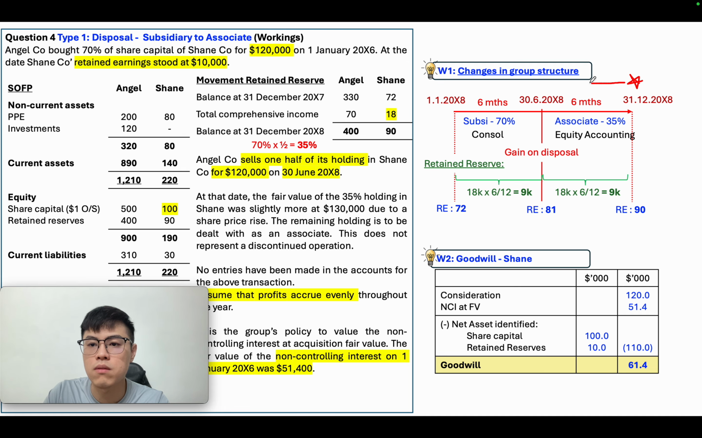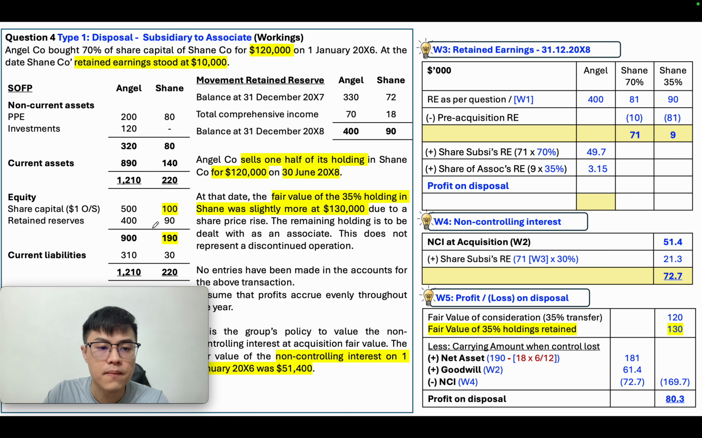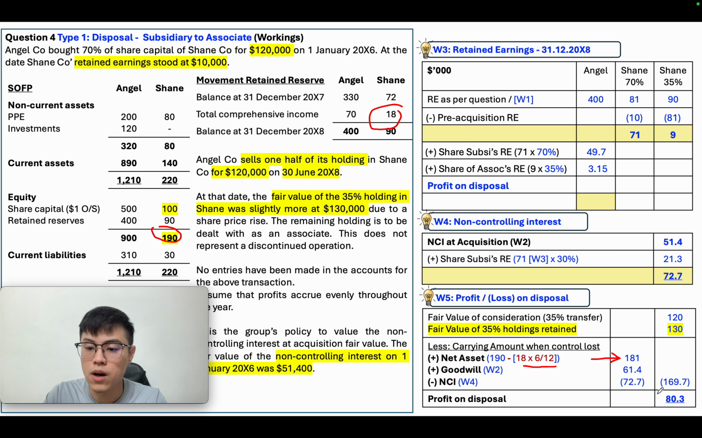We want to minus out the profit in here so that we can get the net asset on this day. So in this case, I use 190 minus the 18, which is my total comprehensive income that increased the retained earning in here. I minus out the 6-month result, so I will get the net asset on the date of control loss. And plus the goodwill minus the NCI, you get the carrying amount. Compare it, and you will have a profit on disposal. So this is where I use the double entry presented just now. Then your profit amount of 80.3, you will move to your retained earning, and that will be your final retained earning figure. So this step is quite standardized.